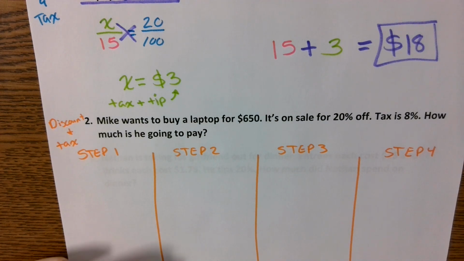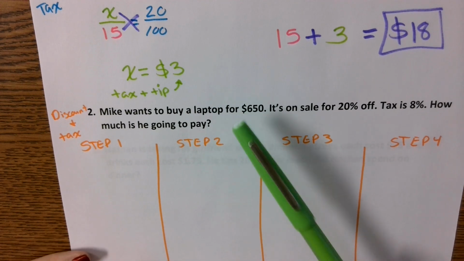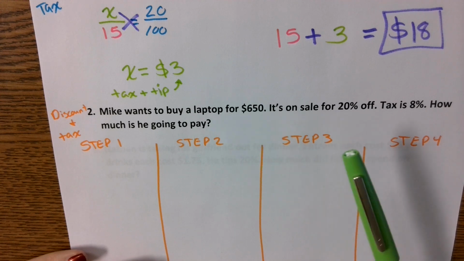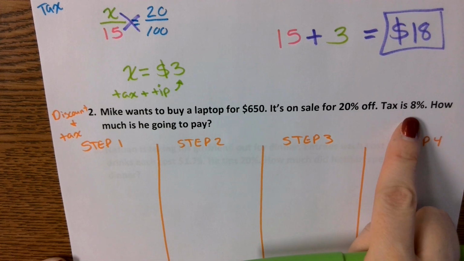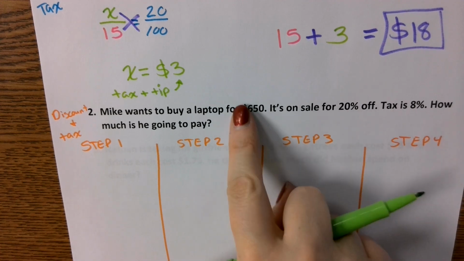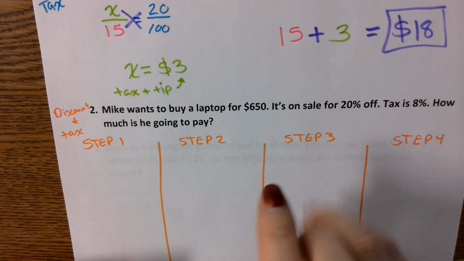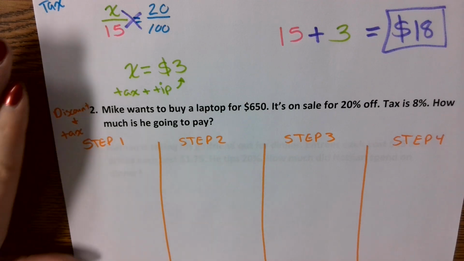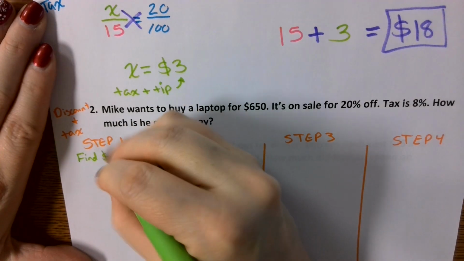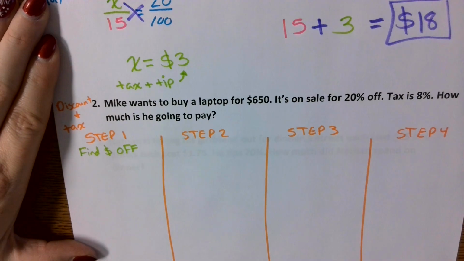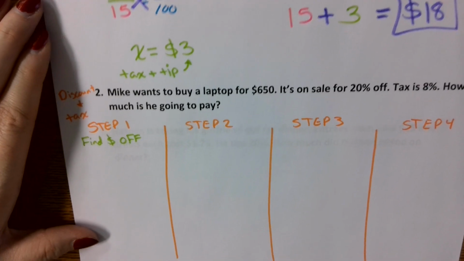So step 1, in a problem like this, if we're buying a laptop for $650 but it's on sale for 20% off, and we have to pay tax of 8%, you only pay tax off of the discounted amount, not off the $650. You have to find your discount first. So the first step is to find how much money we're going to take off.